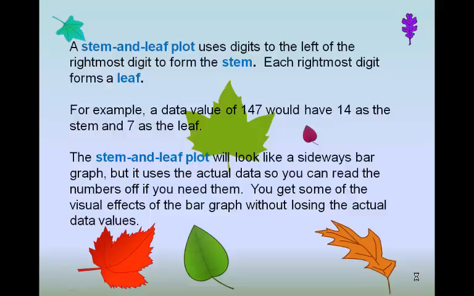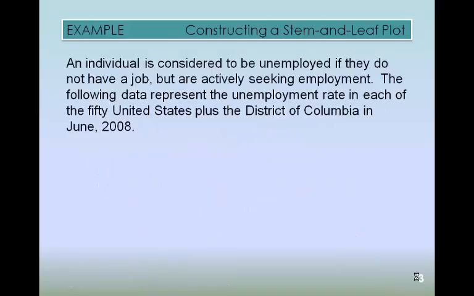The stem and leaf plot will look like a sideways bar graph, but it uses the actual data so you can read the numbers off if you need them later. You'll notice when you did a bar graph, the actual data points are not visible in the graph itself. You get some of the visual effects of a bar graph without losing the actual data values when you use a stem and leaf plot.